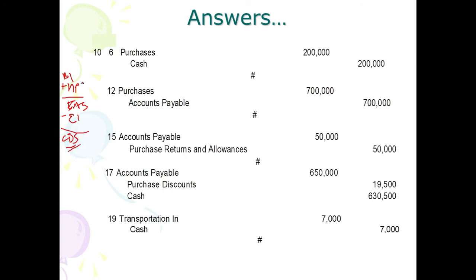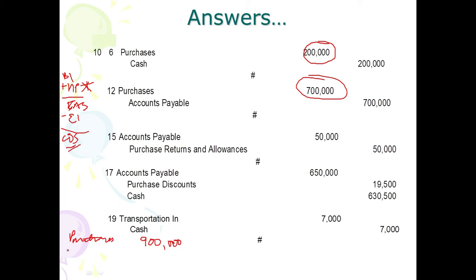Now let's take a look at how to compute net purchases or net cost of purchases. To compute for net cost of purchases, you will have your purchases. In this case, let us compute the purchases: 200,000 plus 700,000, so that's a total of 900,000. In your notes, write it properly, class, and spell out purchases.